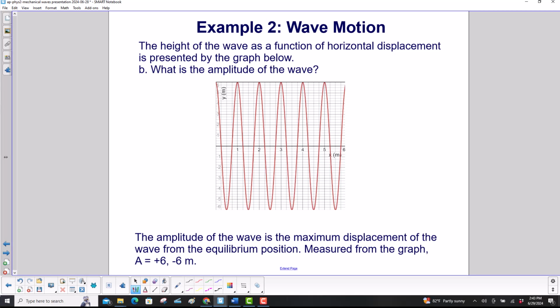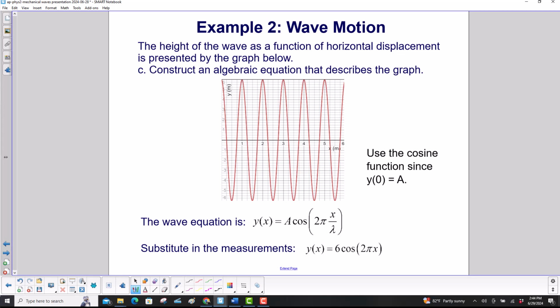The amplitude is the maximum displacement of the wave from the equilibrium position. In this case, here's your equilibrium. Our distance away is 6. So the amplitude is +6 or -6. This time, we're going to use the cosine function because y at x equals 0 is equal to A. So we're going to use this wave equation. We substitute in our amplitude, which is 6, and then our wavelength, which is 1, so we just get 2 pi over 1, which is 2 pi. So y as a function of x is 6 cosine of 2 pi x.